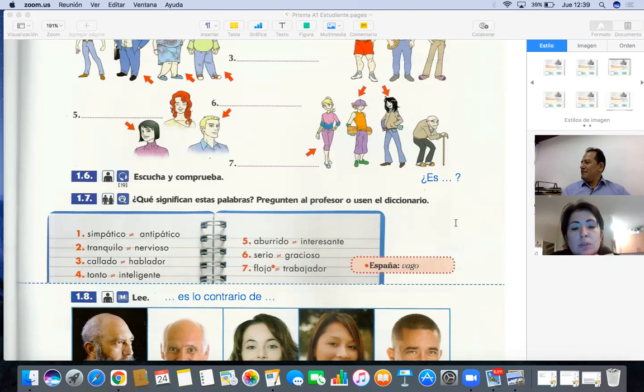Es gracioso? No sé. I don't know. No creo. I don't think so. Es interesante. Sí, es interesante para mí. He's interesting for you. ¿Es tonto? Tonto, no. Es muy inteligente, es extremadamente inteligente.